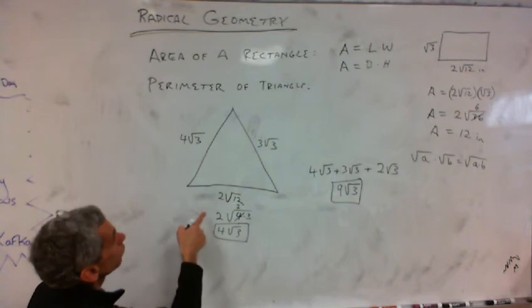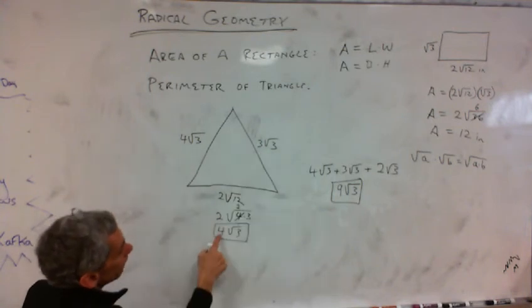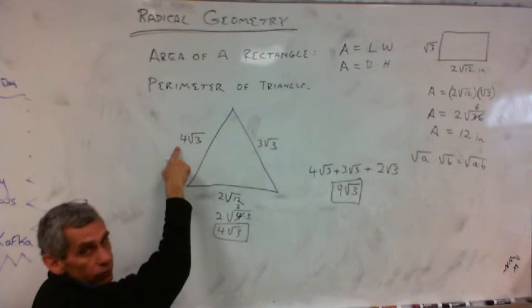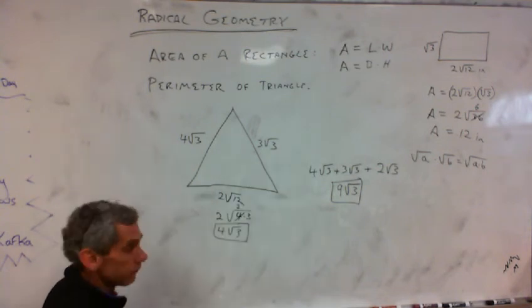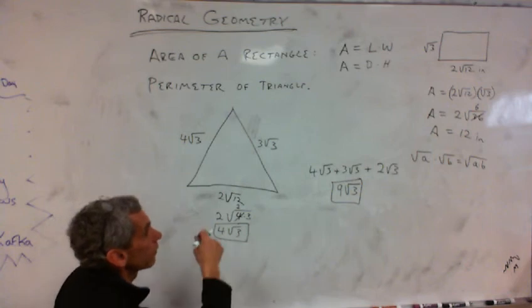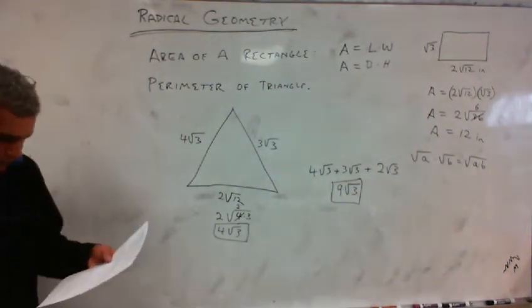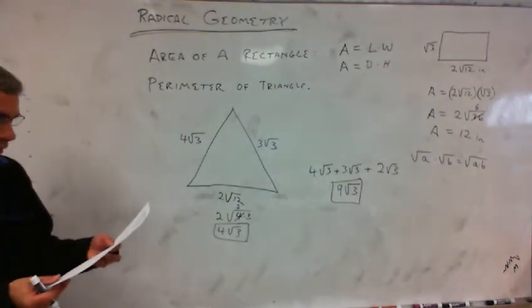But now I'm going to use this one to add to these. I have 4 of them, and I have 4 of them. That makes 8 of them. And then 3 more of them makes 11 of them. So 11 square root of 3. So if I add them together, that would be the perimeter. Let me just see if there's any others that are kind of weird.